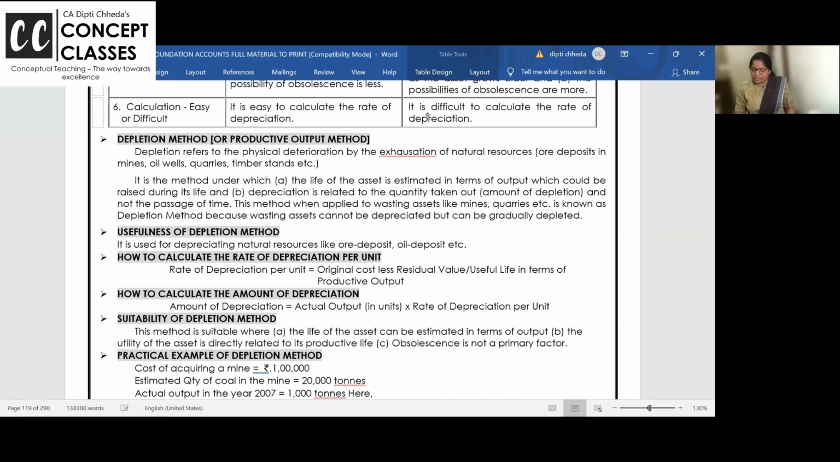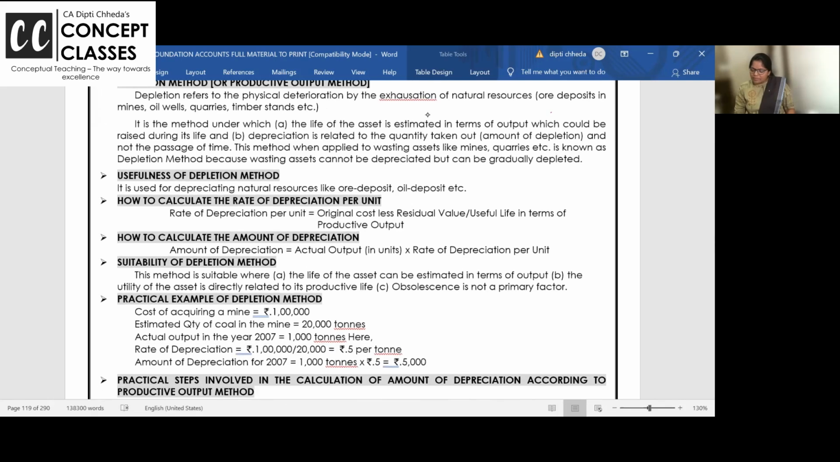There is physical deterioration like quarries, oil wells, timber, mines, etc. Life of the asset is estimated in terms of total output. From this quarry, we will take 1 lakh kgs of coal. This year 30%, next year 40%. So taking the output percentage, we can calculate. Depreciation is related to the quantity taken, the amount of depletion. This method is applied to wasting assets like mines, etc. And how do you charge depreciation? Original cost minus the residual value divided by useful life or the productive output you will take.